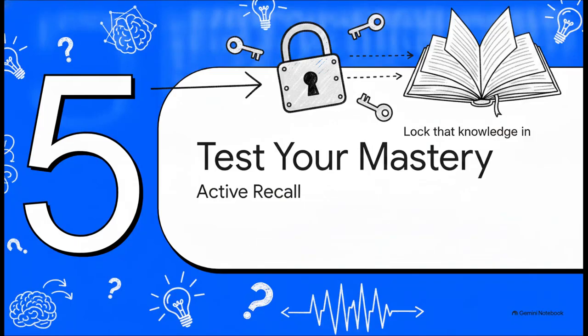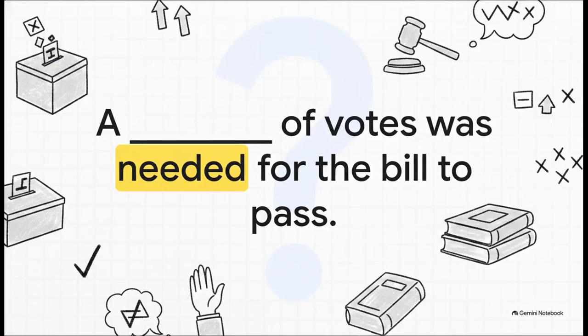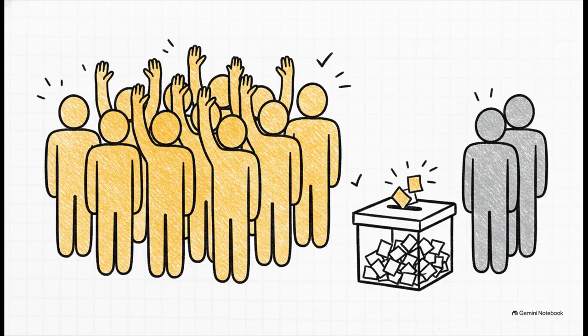Finally, we've reached Section 5, Test Your Mastery. It's time to put all this active recall to the test. Let's see how well you absorb the context we discussed earlier. I want you to think back to our settings and majorities bucket. Which word from Lesson 5 accurately fits this high-stakes political context? A blank of votes was needed for the bill to pass. Take a second to mentally fill in that blank. Got it? If you guessed majority, you're absolutely right.